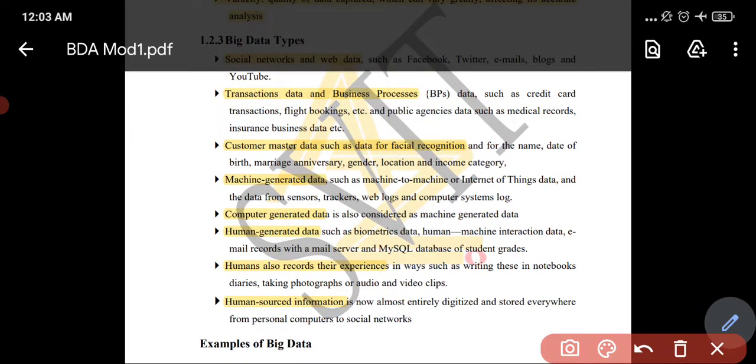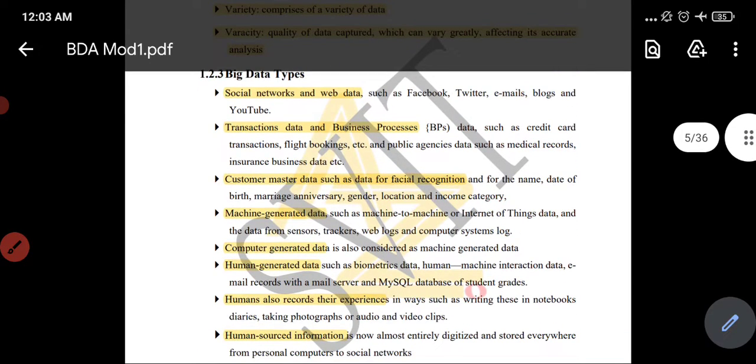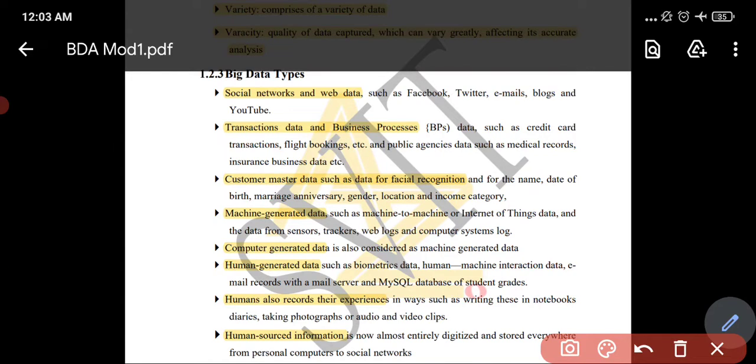And the next, big data types. What are the types of data being generated? One is social network and web data. Second is transaction and business process data such as credit card details, flight booking, etc. And even customer master data such as data for facial recognition, name, date of birth, marriage anniversary, gender, location. These are all customer master data.